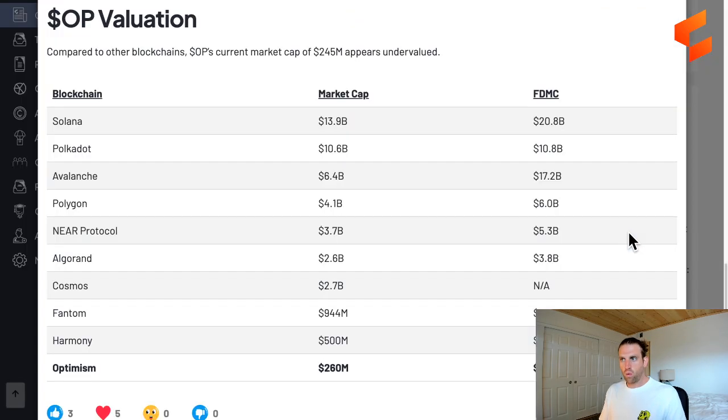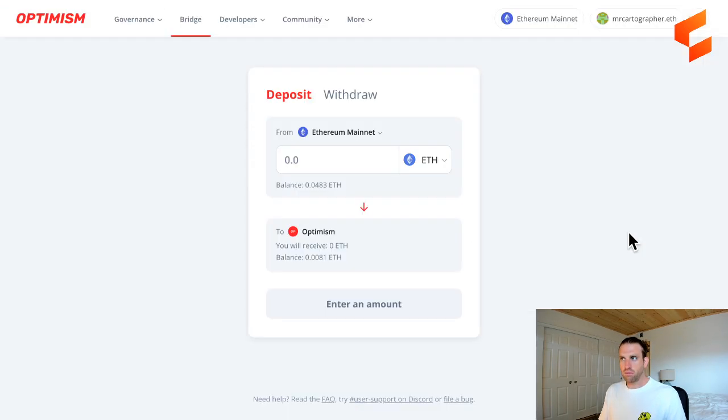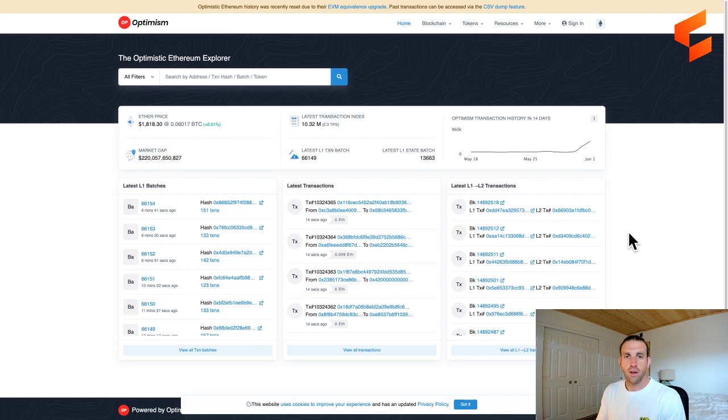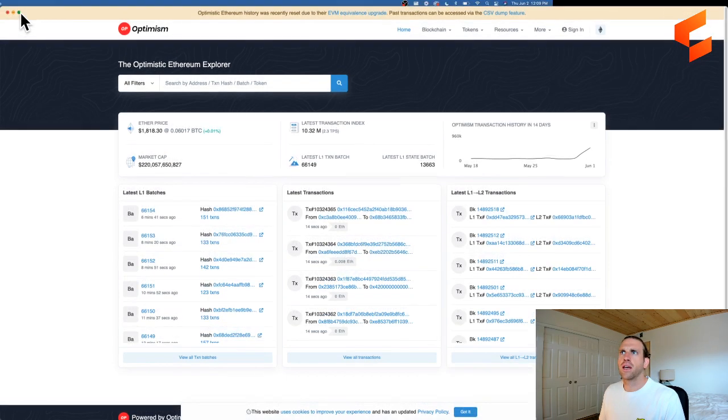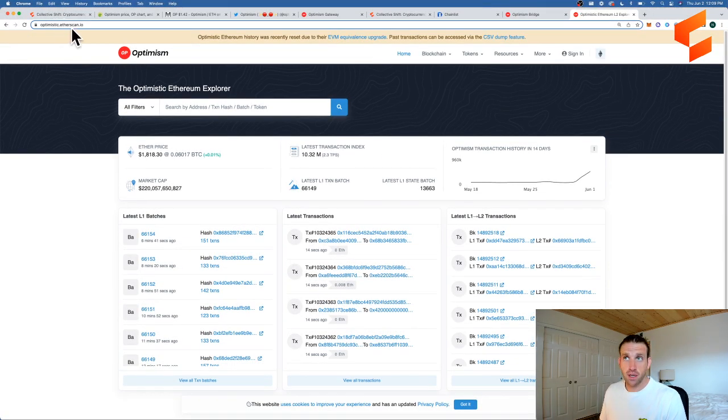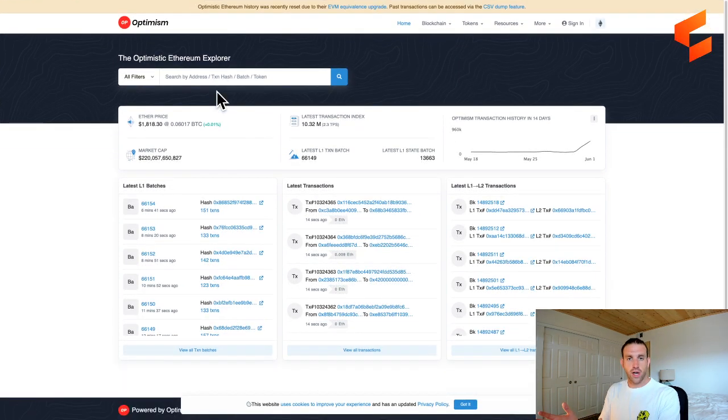Now, where do we actually see those tokens? Similar to Ethereum mainnet, we have a blockchain explorer for Optimism. It's made by Etherscan, which is really nice. So I believe it's optimistic.etherscan.io. And you can come in here, put in your contract address, and then see that you've claimed your tokens or track any other activity that you do on the Optimism blockchain.